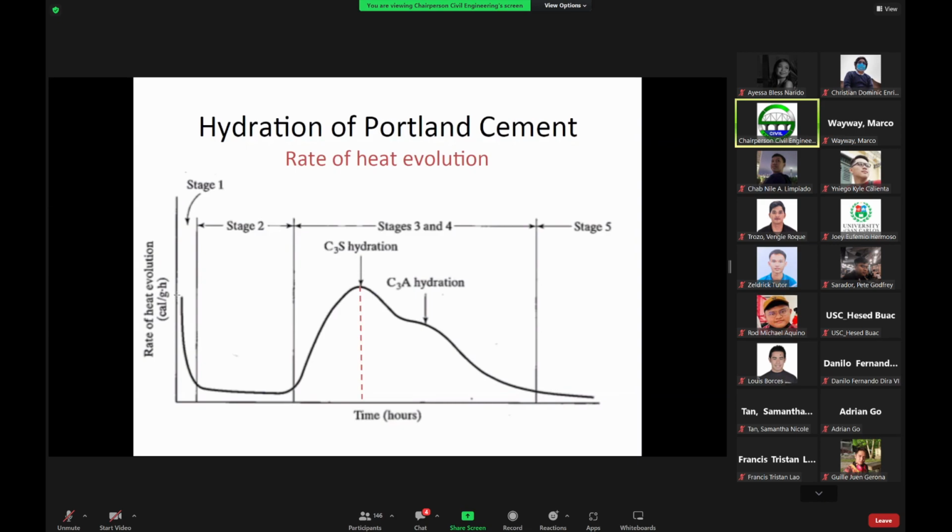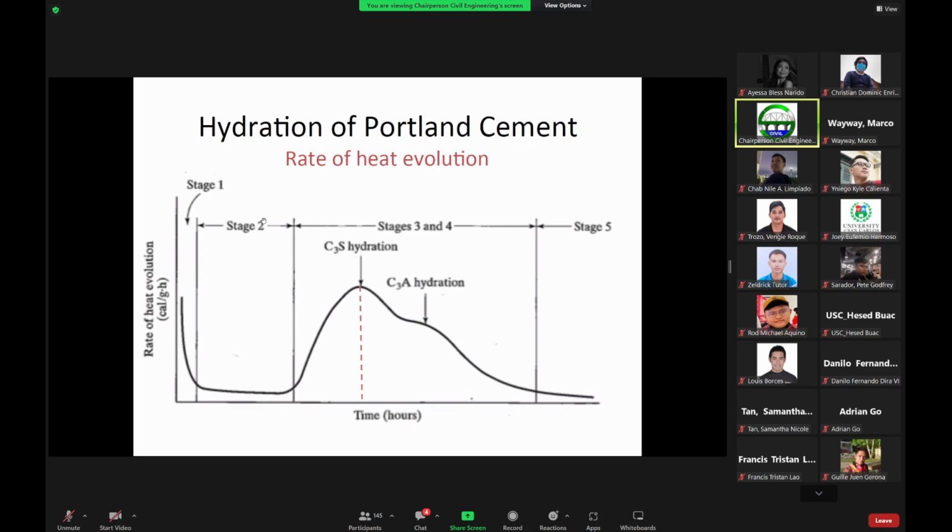On first contact with water, when your cement grains come into contact with water, there are calcium ions and hydroxide ions inside the surface of this grain, which are rapidly released into the pore solution. This leads to a solution. The pH of this mixture will rise to more than 12 within a few minutes. So it's very alkaline.